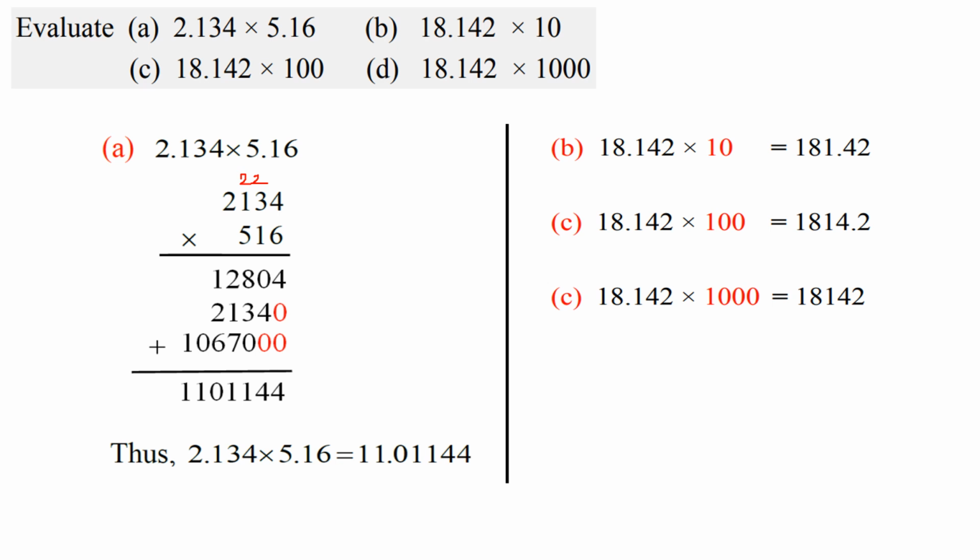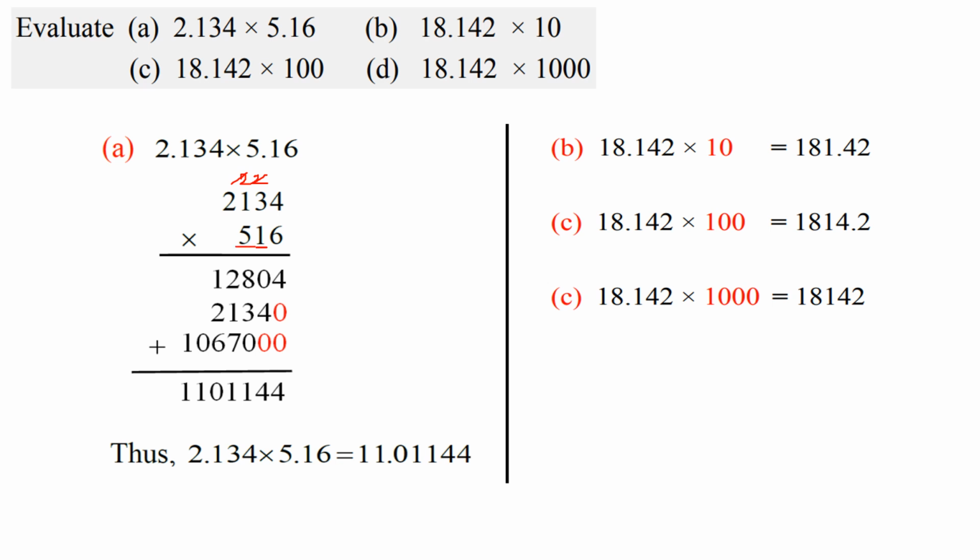6 times 2, 12. And by the way, always keep everything in perfect order. Units come under the units place. So when you multiply the tens, you should keep the answer here. Next we have 1. 1 is in the tens place. So we need to give 0, because we are multiplying by 10, not by 1. So 1 times 4 is 4. 1 times 3 is 3. 1 times 1 is 1. 1 times 2 is 2.